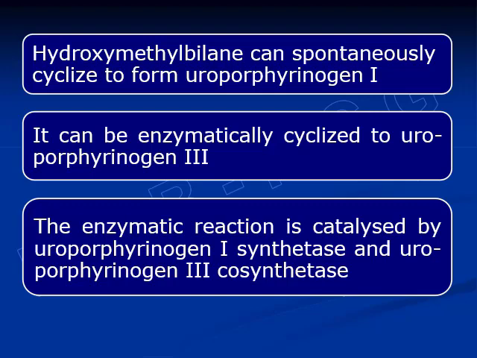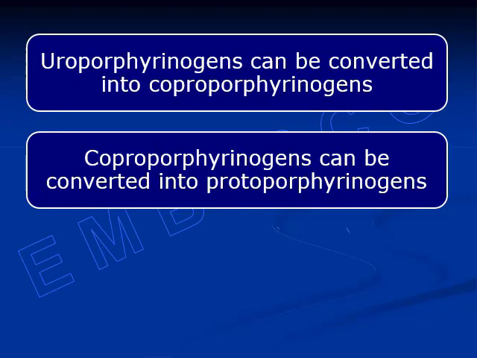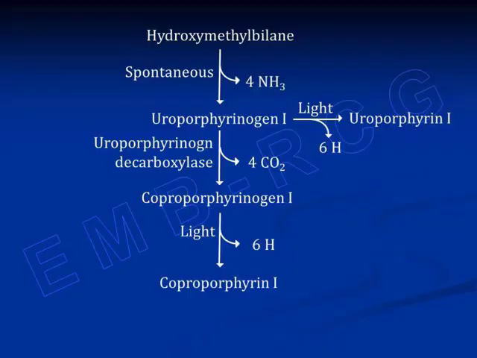This is catalyzed by the enzyme called uroporphyrinogen 3 co-synthetase. So basically the whole enzymatic reaction includes two enzymes, uroporphyrinogen 1 synthetase and uroporphyrinogen 3 co-synthetase. Uroporphyrinogens can then be converted into coproporphyrinogens. Later on, coproporphyrinogens can then be converted into protoporphyrinogens. So if you see the diagram, you'll have a better understanding. 4-hydroxymethylbilane can spontaneously convert and become uroporphyrinogen by removing its ammonia.